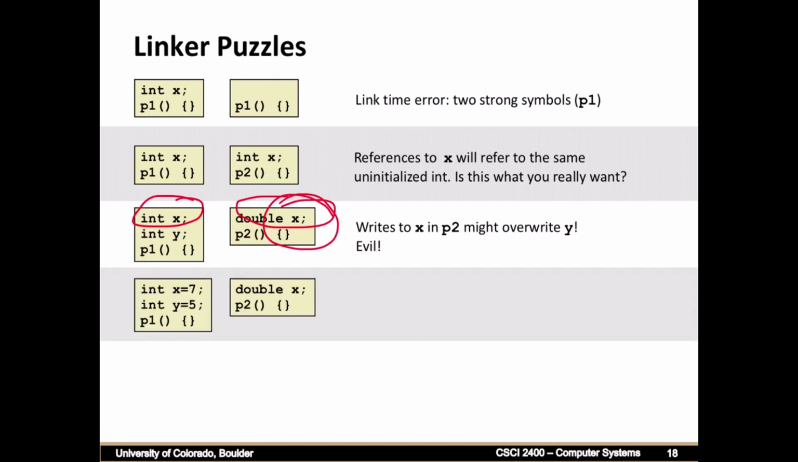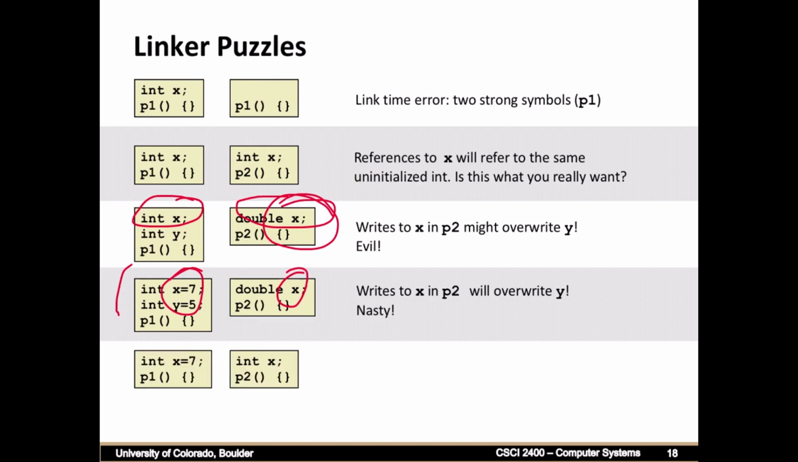Here we have two strong symbols, x and y, and they're strong because we have values defined for them. Over here we have a weak symbol, and in this particular case, this is going to overwrite y, again, just as in the example above. And in this case, it's because we have now forced the symbol to be that int x because it's strong, and the other x is just weak. Here we have a strong symbol and a weak symbol, and references to x will refer to the same initialized variable. So in other words, references to x in P2 will refer to that x.